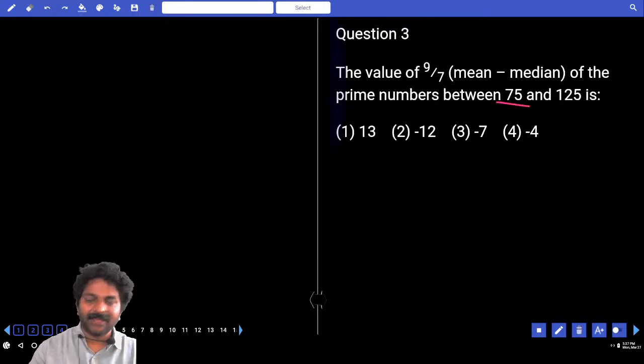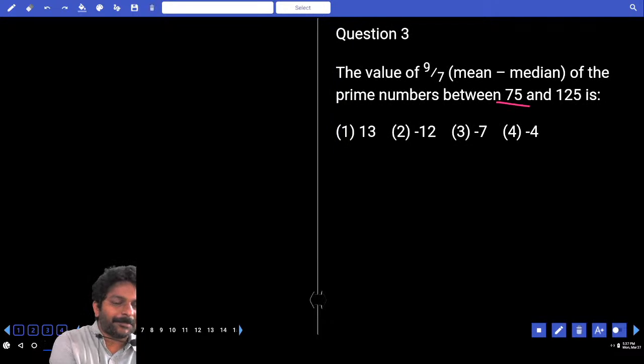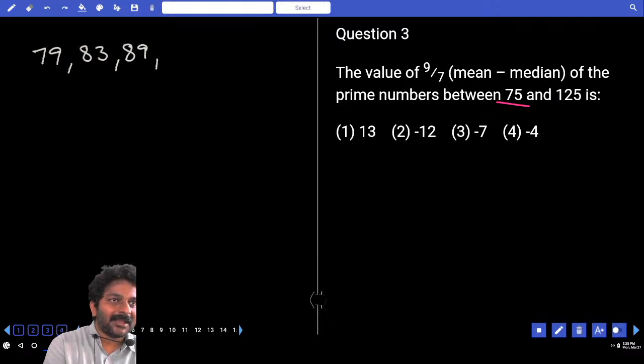75, no. Next 77. Is it a prime? No. 79. 81, no. 83. 87, it is a multiple of 3. 87: 8 plus 7 is 15, a multiple of 3. Right. 89. Yes. 91 is a multiple of 7. 97. 97, yes. 101.